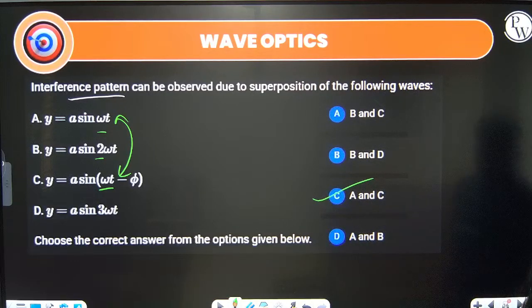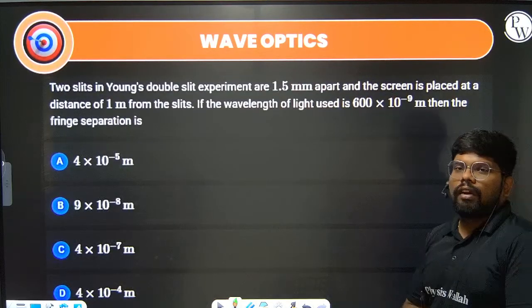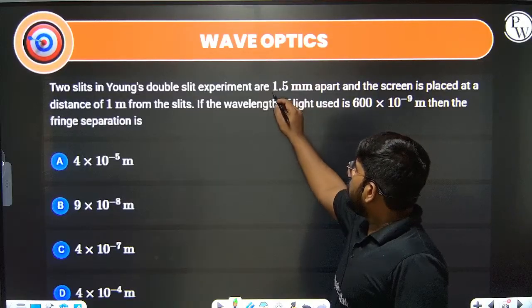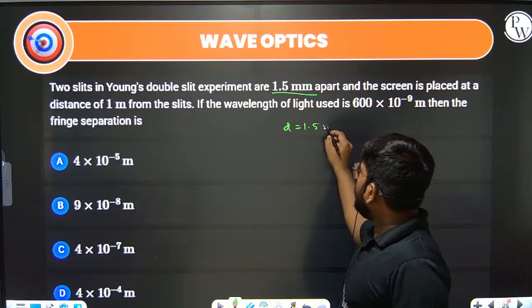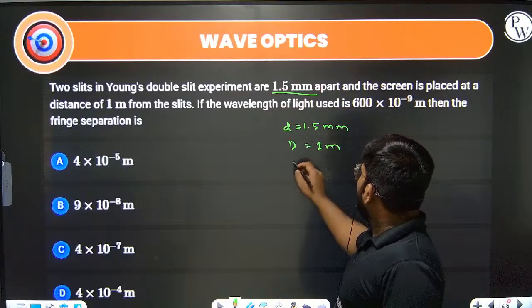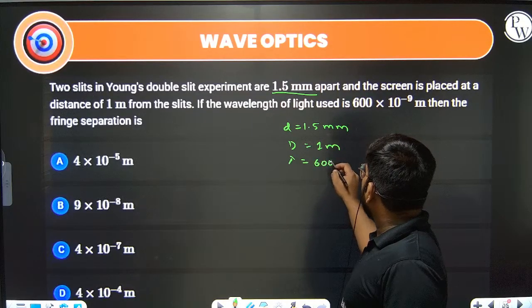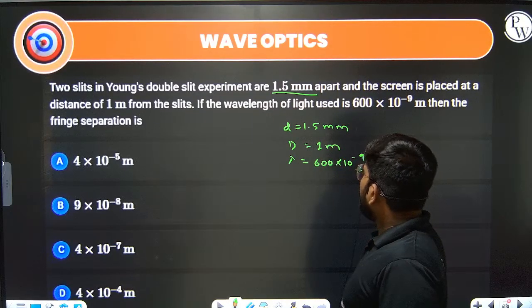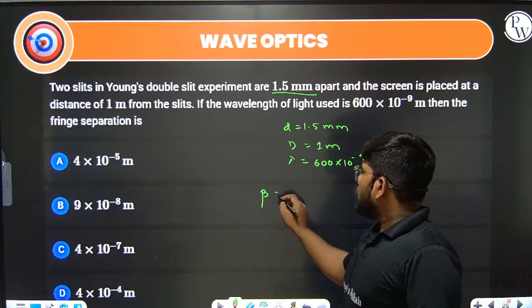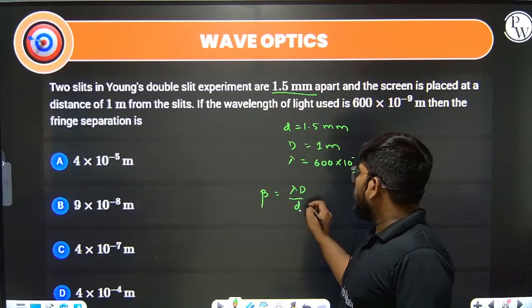Again, a simple direct question. The favorite topic in wave optics is YDSE. Here small d, the distance between the slits, is given as 1.5 mm, the screen distance capital D is given as 1 meter, and the wavelength is given as 600 times 10 to the power minus 9 meters. Then the fringe separation is nothing but the fringe width. So again the formula is lambda capital D by small d.